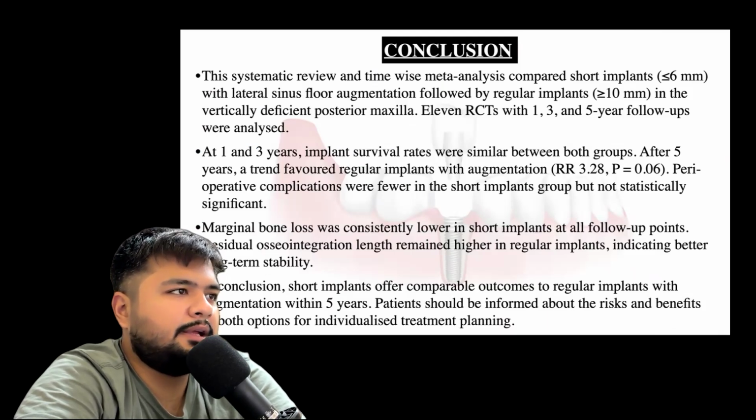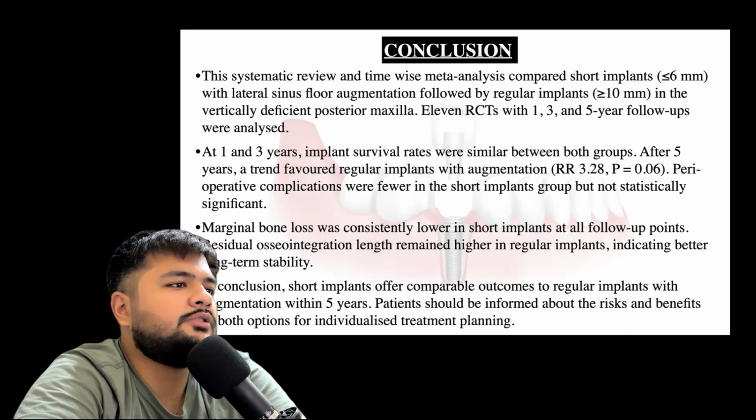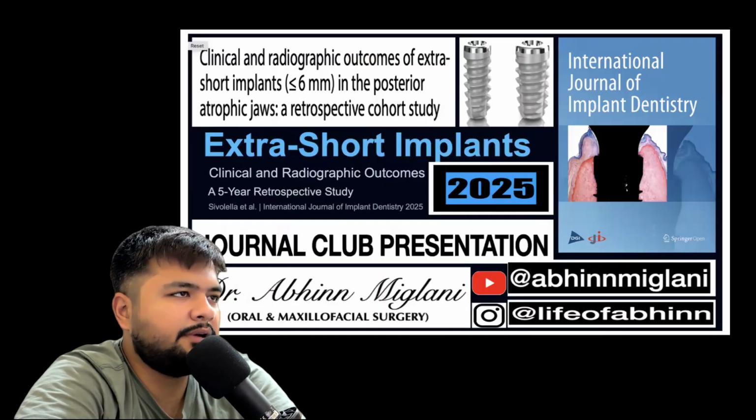At 1 and 3 years, implant survival rates were similar between both groups. After 5 years, a trend favored regular implants with augmentation. And as this, we have discussed everything of this earlier. So in conclusion, short implants offer comparable outcomes to regular implants with augmentation within 5 years.